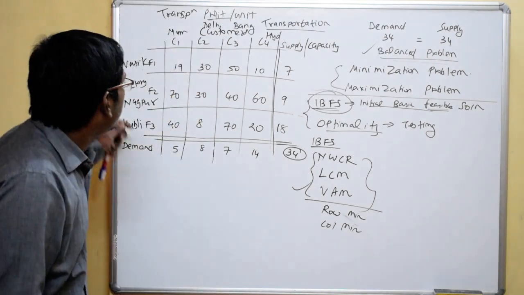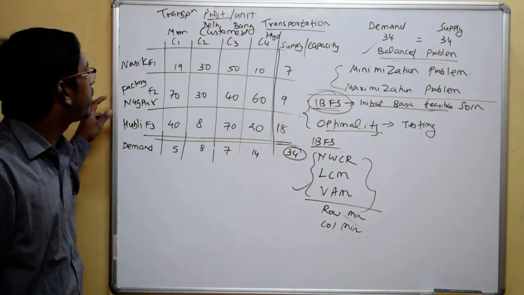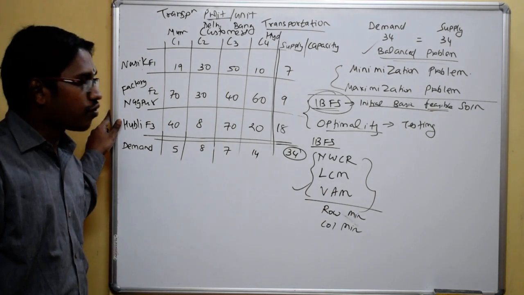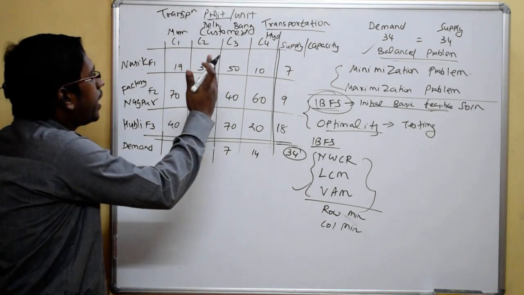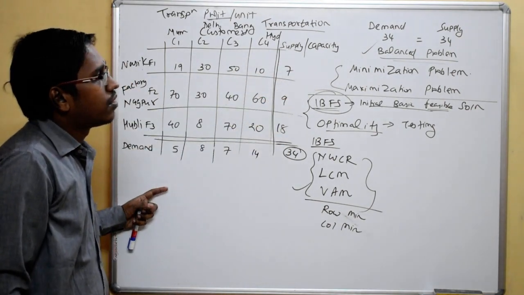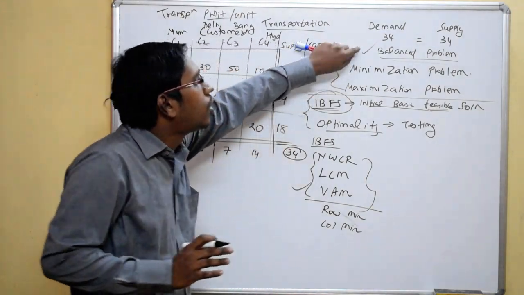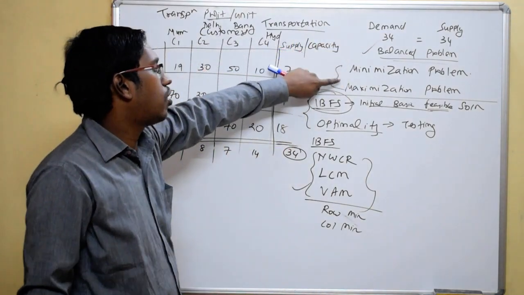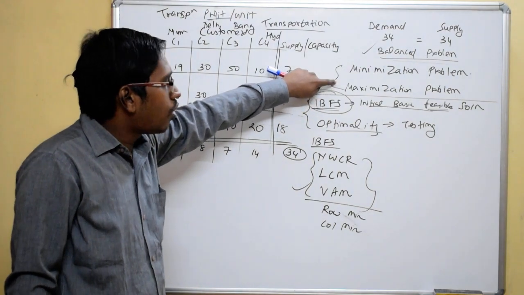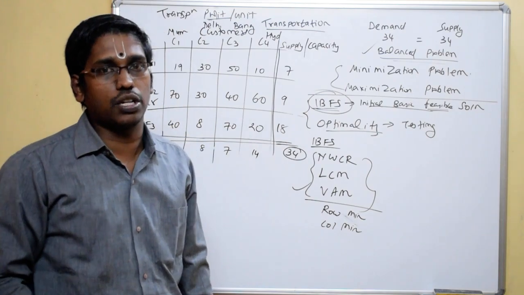Now this is the introduction to a topic called transportation. We haven't solved the numerical yet. As of now, we have only learned how to read a given matrix. What do you mean by supply? What do you mean by demand? What do you mean by a balanced problem? What do you mean by an unbalanced problem? How to identify whether it is a minimization or a maximization? And how to proceed, what are the steps in solving a typical transportation problem.